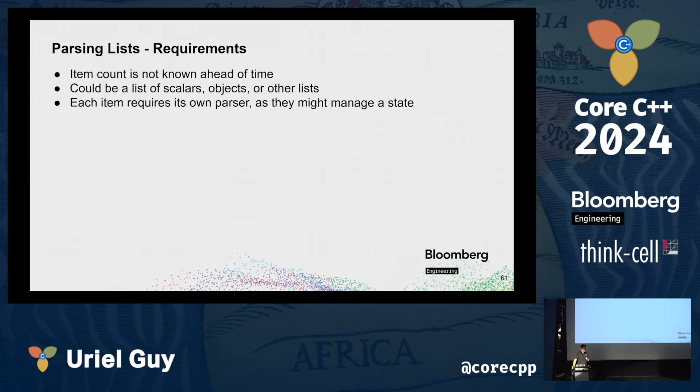So what are some of the assumptions we have to make about list? One, because we are doing SAX, we do not know the amount of objects that we have. All we know is that there is a list and that there are n objects in it. Those could be scalar objects or other lists, and each item requires its own parser. Think of that: if you have a list of objects, we need to have this first variable for each one of them, just to understand that there is a new object and we need to manage its state.